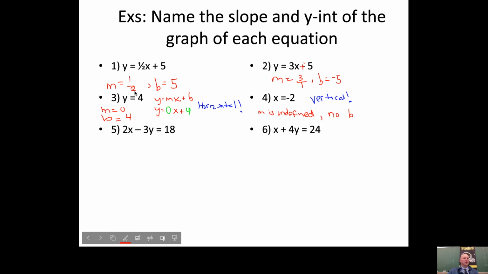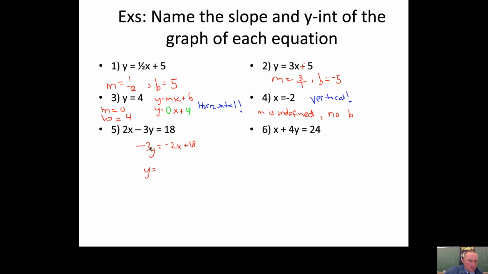This next one, it's not in slope-intercept form. We don't have y by itself. If it was like this, then it would be really easy to identify slope and y-intercept. So what we need to do is get this y value by itself. So we're going to subtract 2x from both sides. Then we're going to divide both sides by -3.